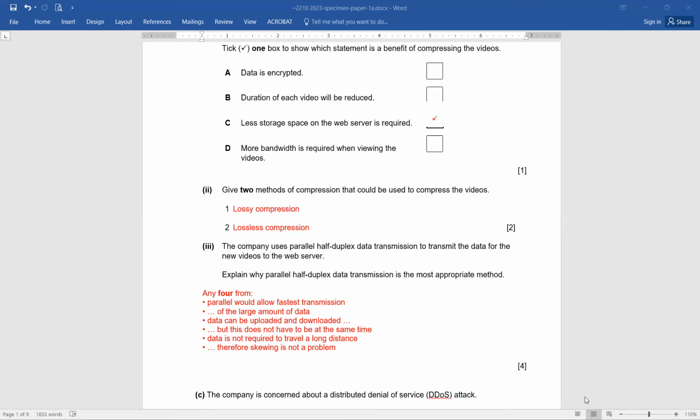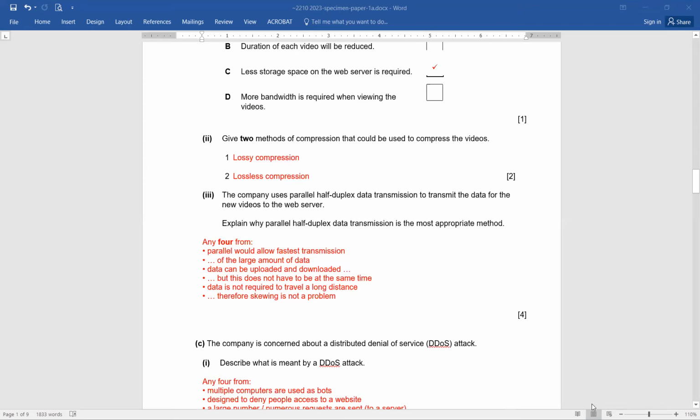So now they have explained, for example, definitely if they are talking about the parallel method, and I hope that we remember that parallel is fastest, but parallel has a few disadvantages. Can we recall? Yes, can we recall the disadvantages, or you can say the drawbacks or limitations of parallel transmission? Yes, that's great. It is costlier, and it's not very secure. As you can see, the data can become skewed. But here it's mentioned as last point, the data is not required to travel a long distance. Therefore, skewing is not a problem.